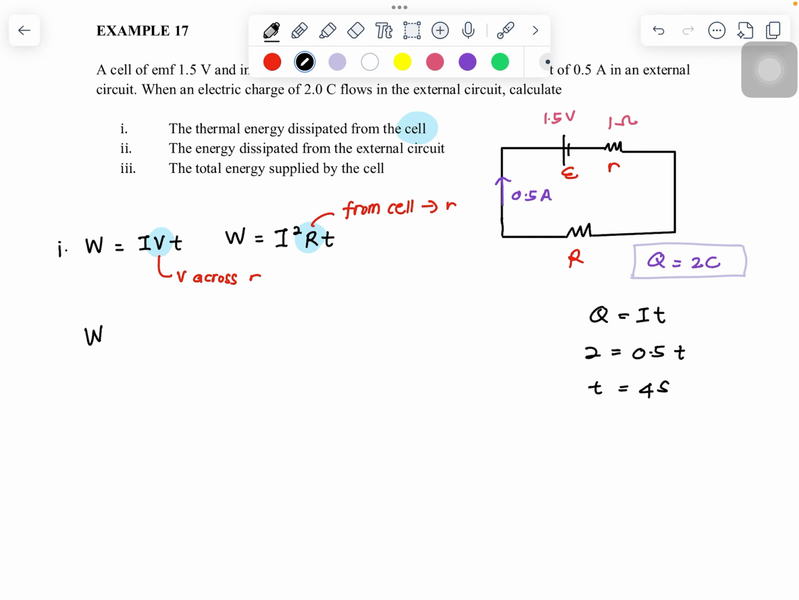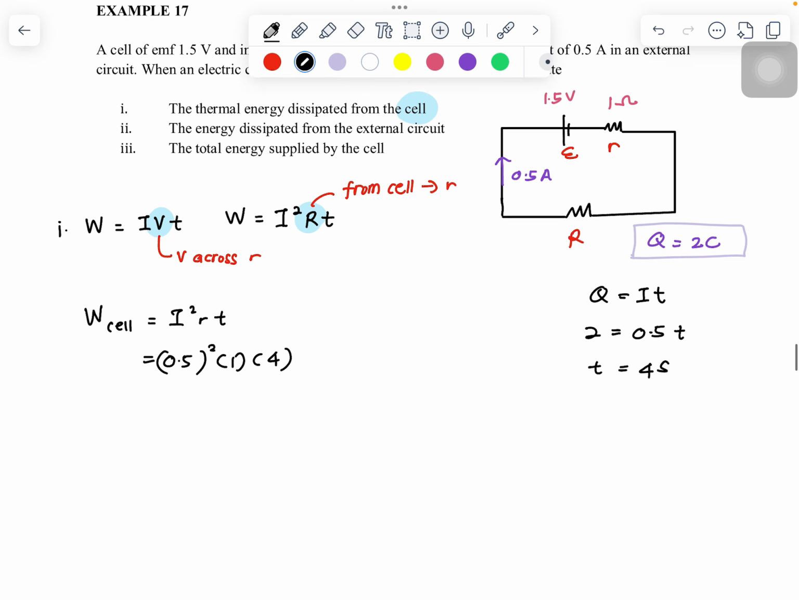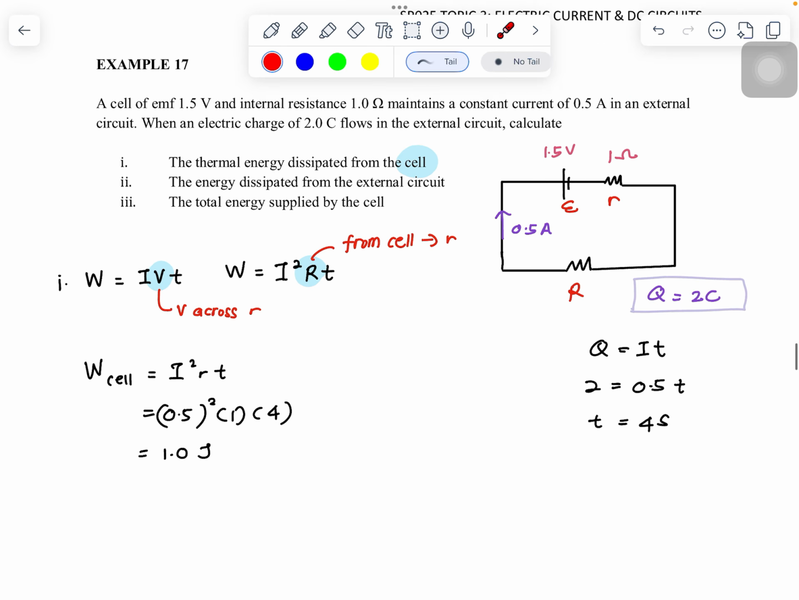So energy from the cell, okay, using this formula, I dia tetap sama. Okay, internal resistor is 1 ohm, time is 4 second. So kamu akan dapat the energy will be equal to 1 joule. Okay, next one. Calculate the energy dissipated from the external circuit.